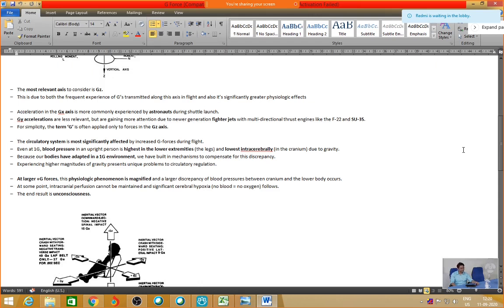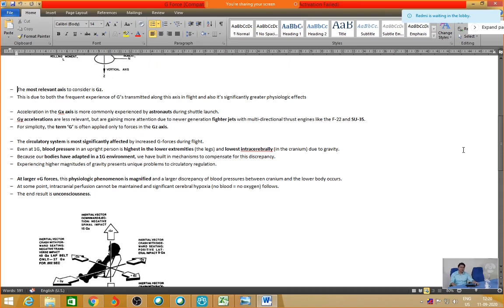But most of the time we are concerned with the GZ axis, and the Gx axis is with respect to shuttles or the space shuttles, and the Gy axis is with respect to the modern aeronautics or the modern planes like Sukhoi 35 and F-22. So after knowing these facts, we must wonder why we are even studying all these things.